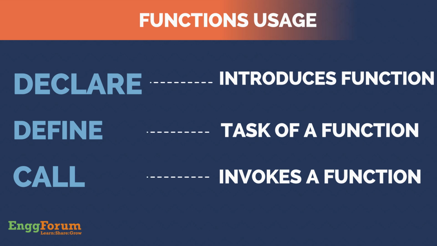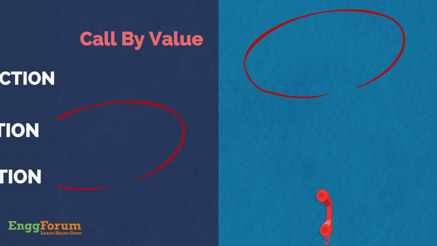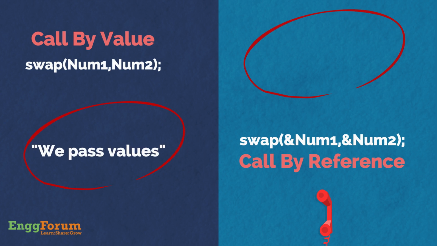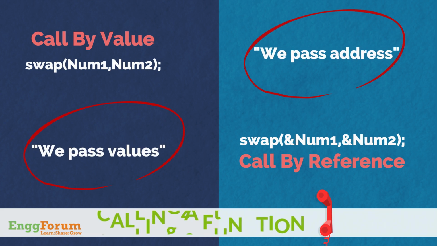Second, we have function definition, where we define the task, what the function should carry out. We can even directly define a function without declaring it separately. And third, calling a function or invoking a function. There are mainly two ways to call or invoke a function. 1. Call by value. 2.